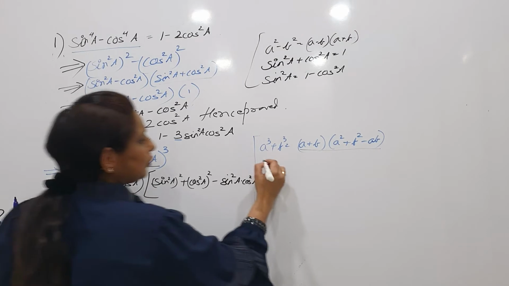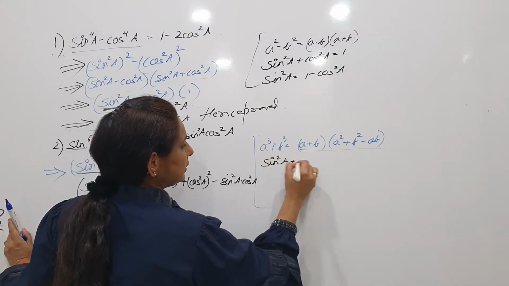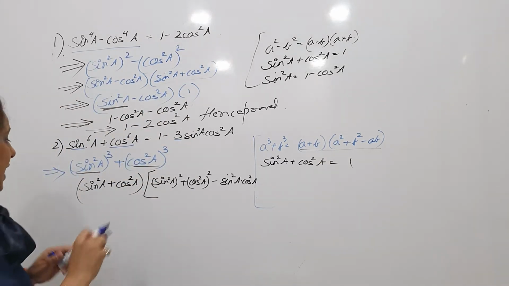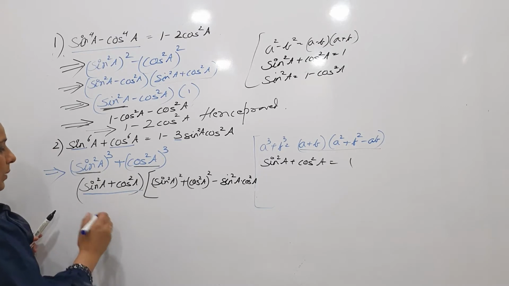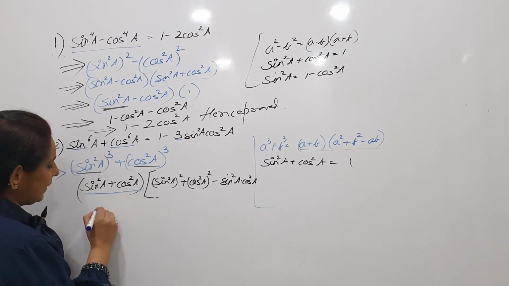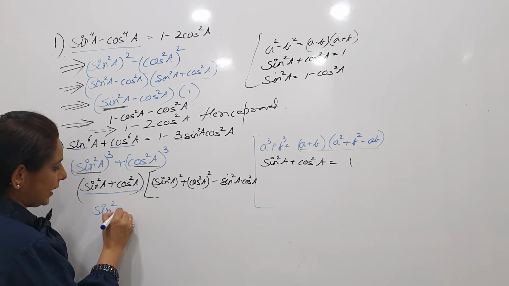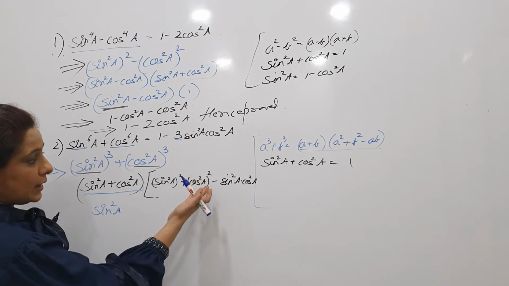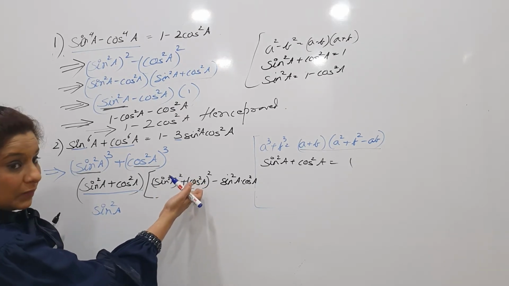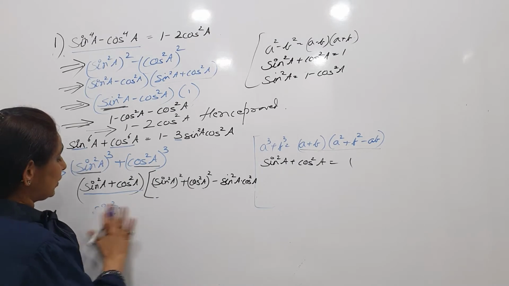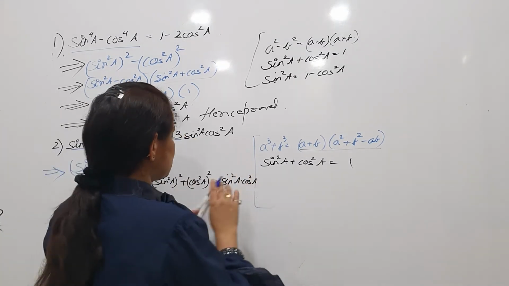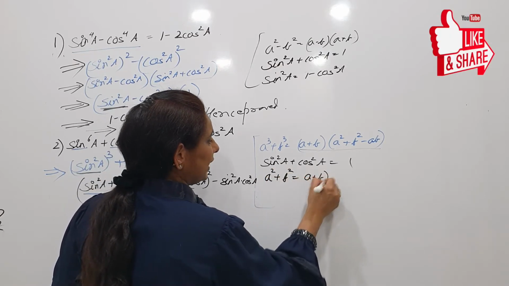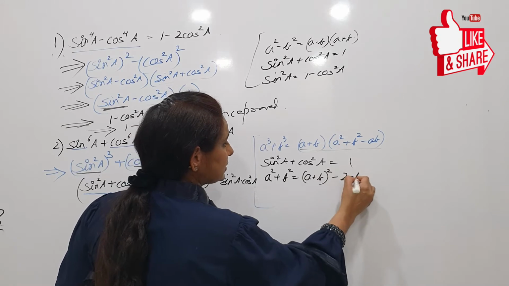So now I am going to write the same identity which I wrote earlier. sin²a + cos²a is equal to 1. So we are going to use the same identity here. This will become 1. So we will be left with (sin²a)² + (cos²a)² − sin²a cos²a. That means again this is a² + b². Can anybody tell me how can we write that? Again we have to use one identity, that is a² + b² is equal to (a + b)² − 2ab.